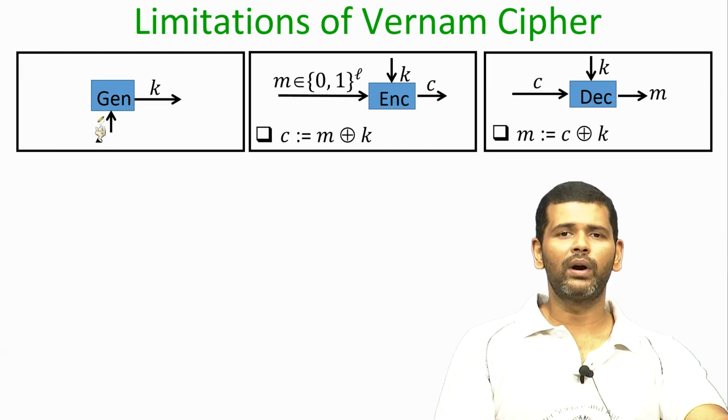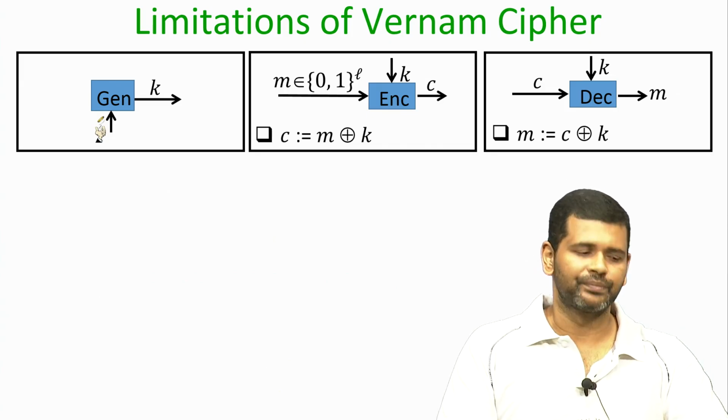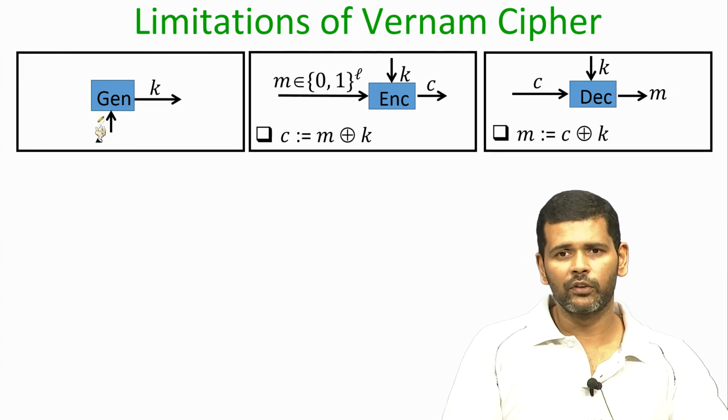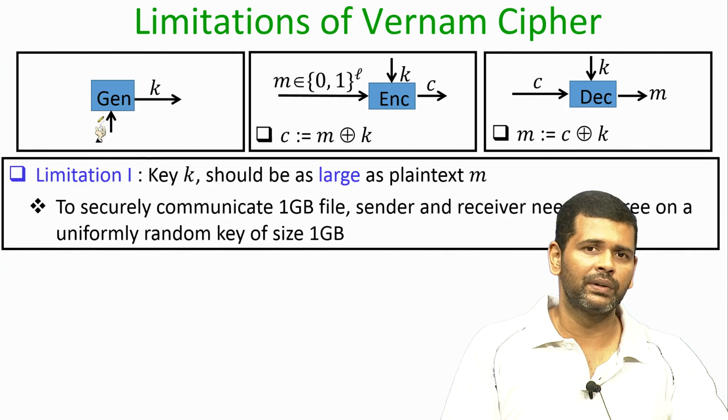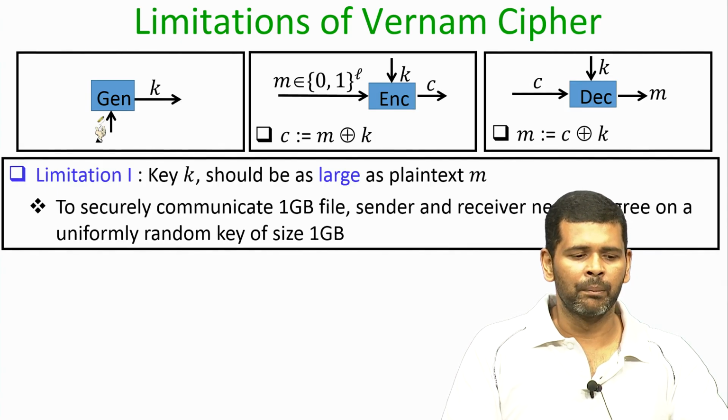Now you might be wondering, if we have a candidate scheme which is perfectly secure, why can't we use it in practice? So, now let us see some of the limitations imposed by the one-time pad scheme.